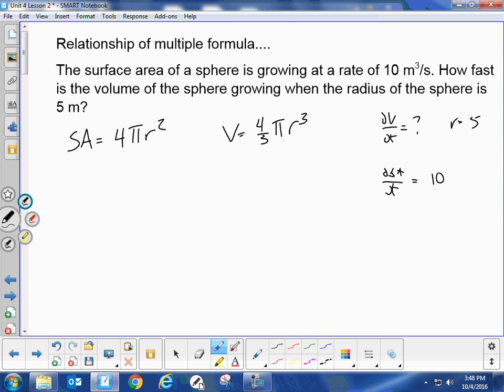So after we've written down this information, we're able to start taking derivatives and using our information to our advantage. We would probably take the derivative of this one first, have 10 plugged in, plug in 5 for the radius to find dr/dt. Once we find dr/dt, we can take the derivative of this, plug in 5, and plug in the dr/dt that we found to find dV/dt. Got it? Okay, I'll do that really quick just because.